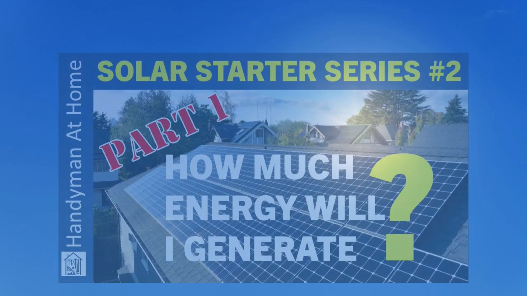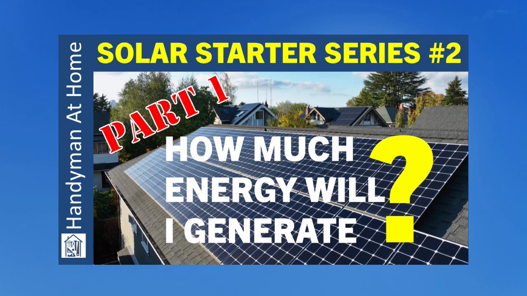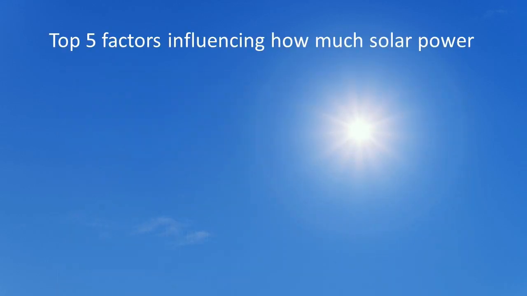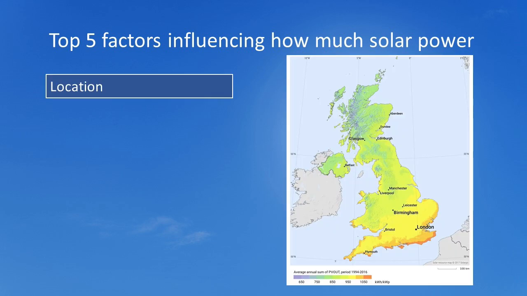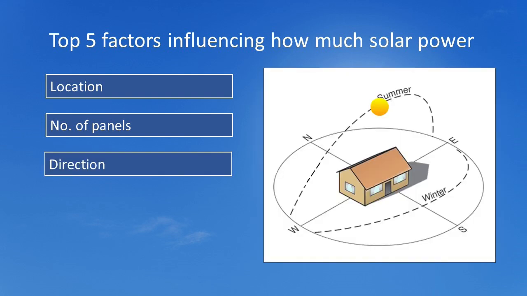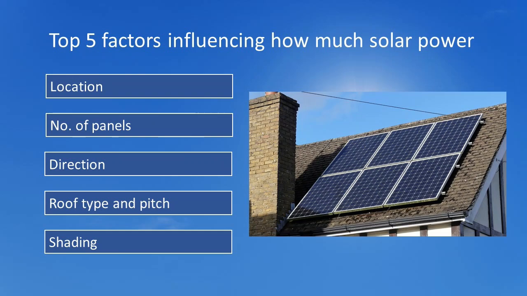In part 1 of this video, we looked at the factors that influence how much solar energy you're likely to produce if you invested in solar panels. To briefly recap, these were location, where in the country you live; number of panels, the size of your solar panel array; direction, which way your panels face; roof type and pitch, the angle at which your panels face the sun; and shading, how much and how frequently your panels are in the shade.